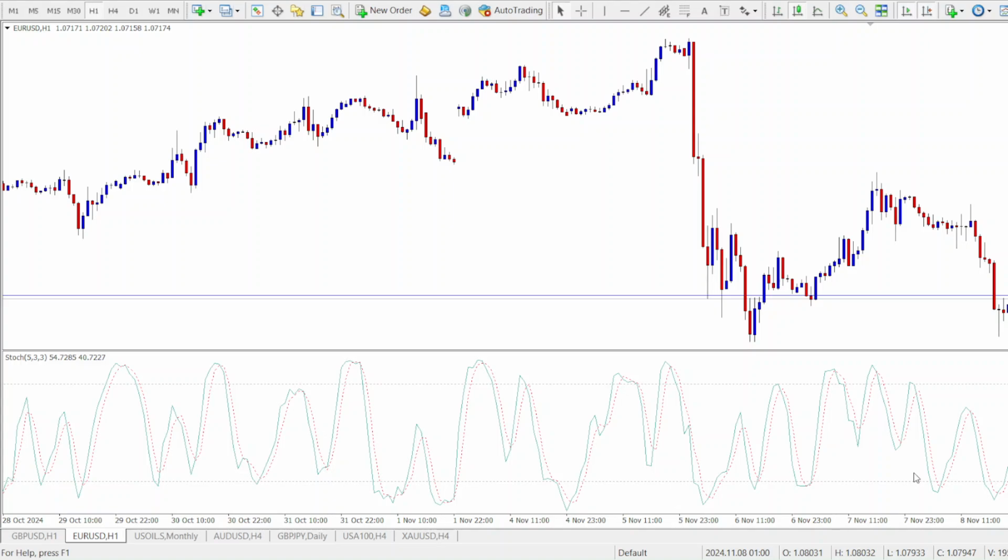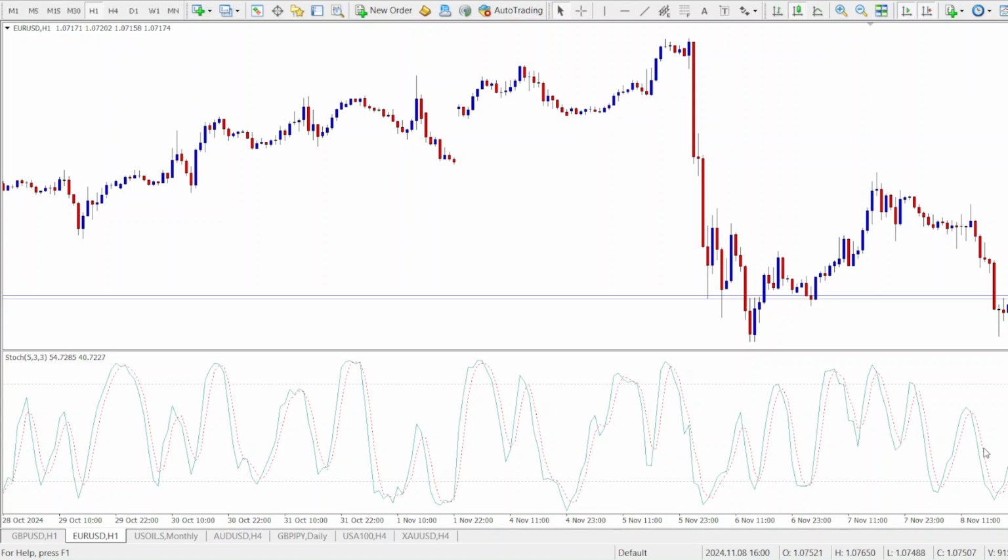Basically, it shows the position of the most recent closing price compared to the price range over a specific period of time. The stochastic oscillator moves between 0 and 100, as we can see here, with two key levels to watch, the 20 level and the 80 level. When the indicator is above 80, the market is considered overbought and we could be looking for potential sell opportunities. When it's below 20, the market is seen as oversold, which could signal a buying opportunity.